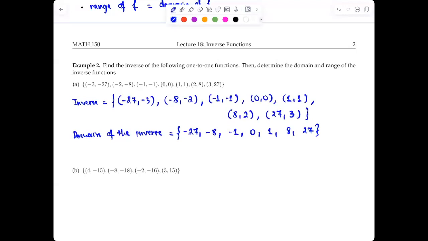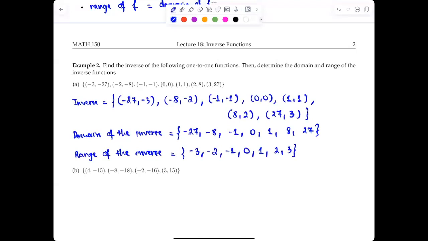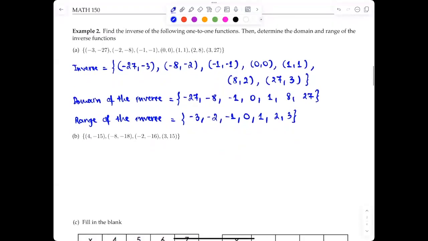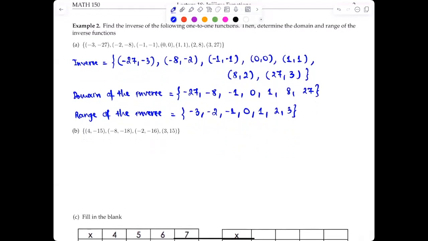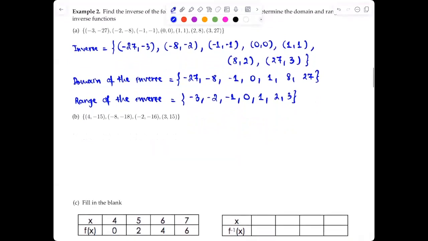Okay. So now move on to the range of the inverse. You have -3, -2, -1, 0, 1, 2, 3. All right, so that's problem A. Any questions? Good.